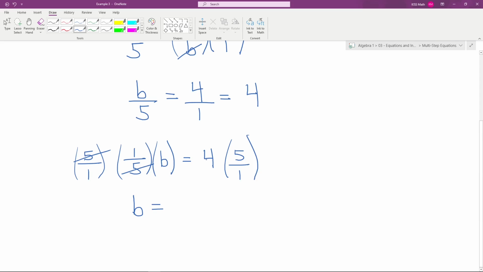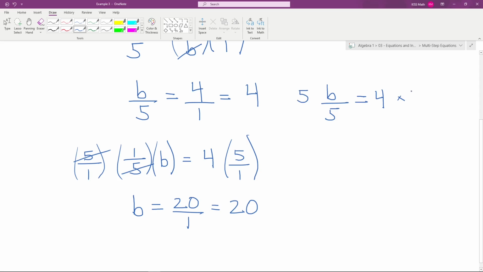And then we have 4 times 5 is 20 over 1, which is just 20. So b is 20. The other way you can look at this, we had b over 5 equals 4. I guess the simpler way of looking at it would be, I have a divided by 5. The inverse of that is just multiply it by 5.